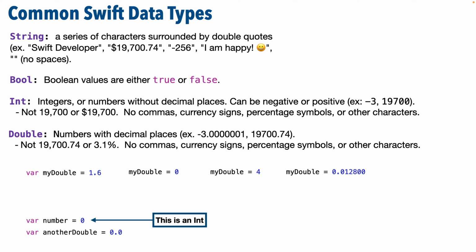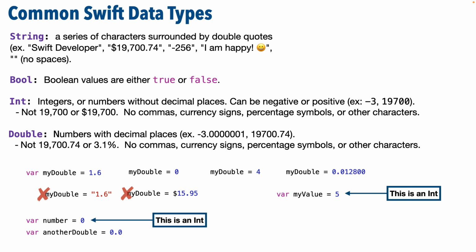Really long decimal values, those are okay. Now, if you're working with extremely large or extremely small numbers, you can search online for tutorials on how to deal with large numbers, but doubles will be fine for the vast majority of app ideas. Now 1.6 in quotes, that's a string. Assign that to a variable that's already been declared as a double, and you'll get an error. No currency symbols allowed, and if you have a variable that's been defined as an int like myValue and you try to assign that value to a double, that'll generate an error.